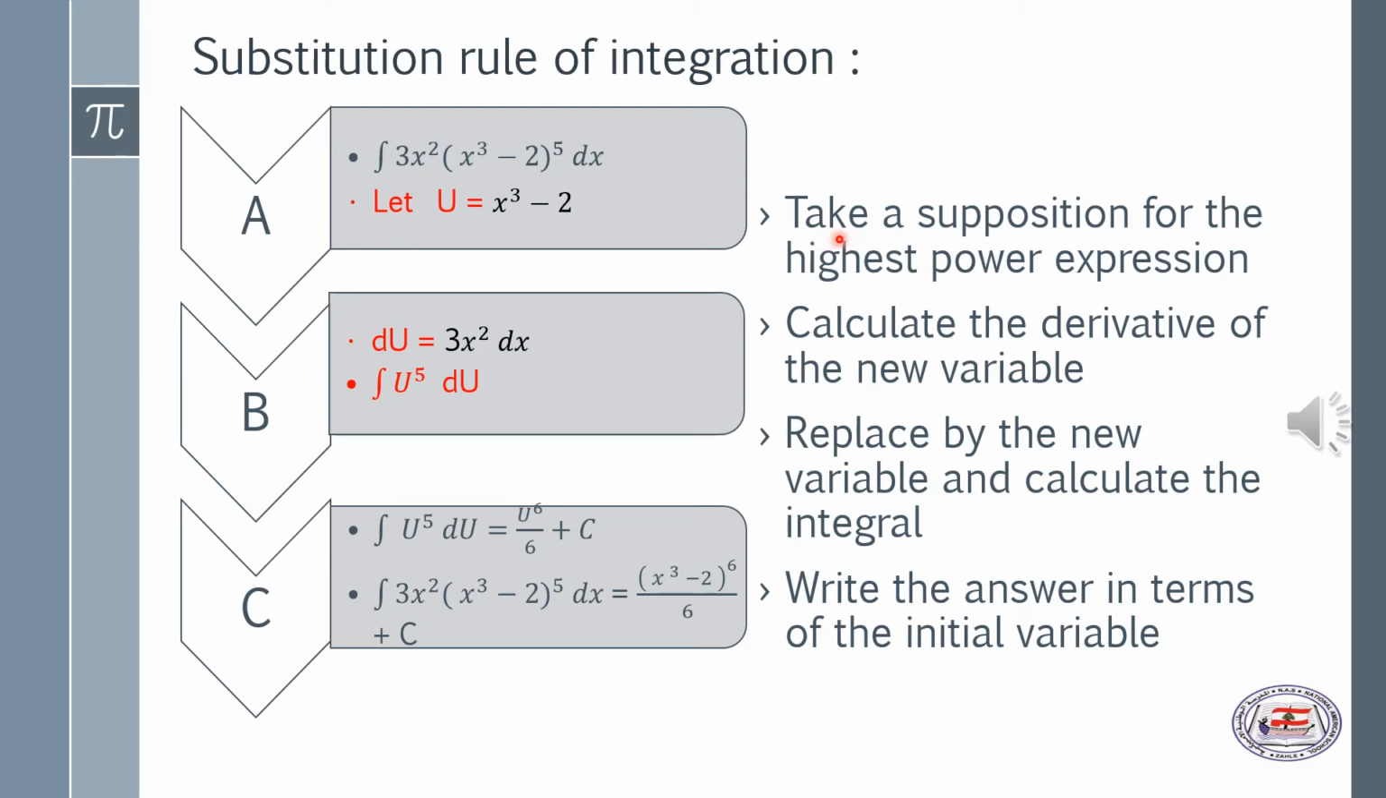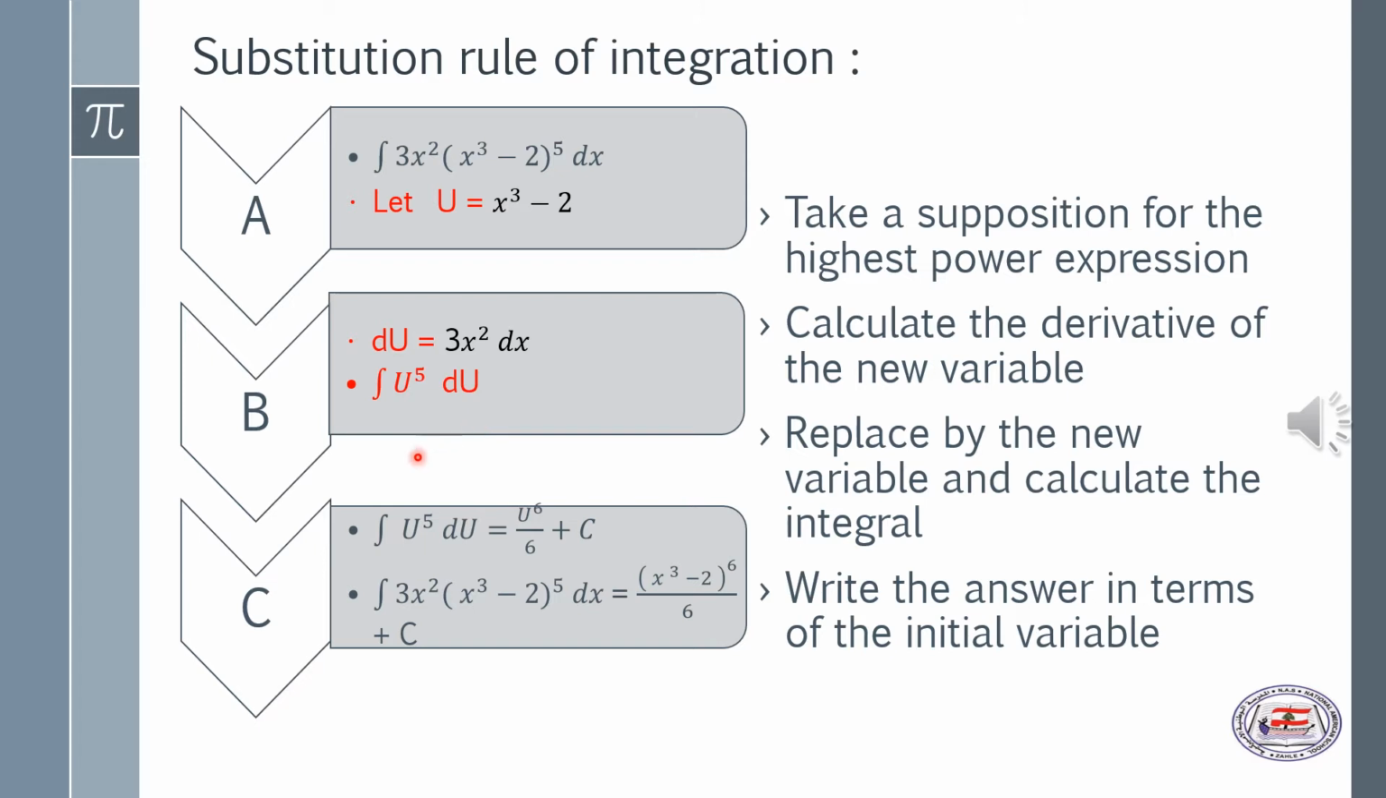So we need to take a supposition for the highest power of the expression, the highest factor. In this one, we will take u equal to x cubed minus 2. Then we need to calculate the derivative of the new variable. So du is equal to 3x squared dx. Then we need to replace both u and du by their values, and we get the integral of u to the power 5 du. The parenthesis x cubed minus 2 represents u, and 3x squared dx represents du.